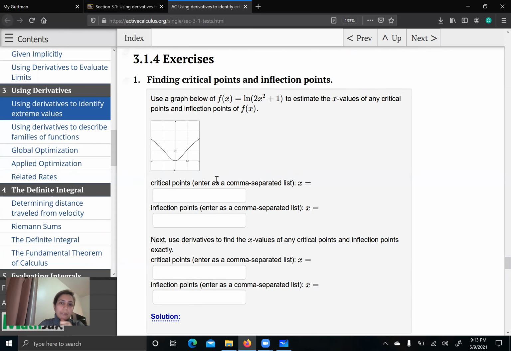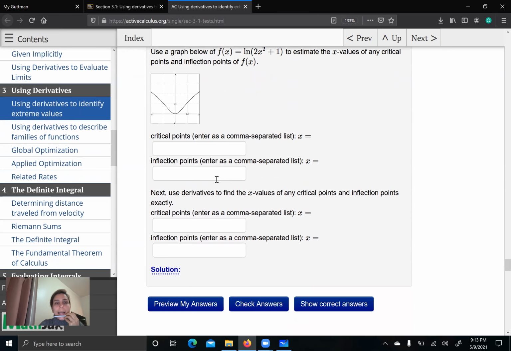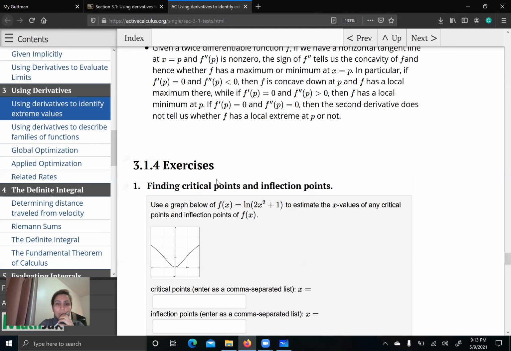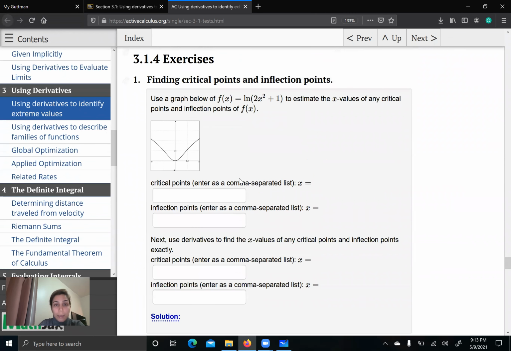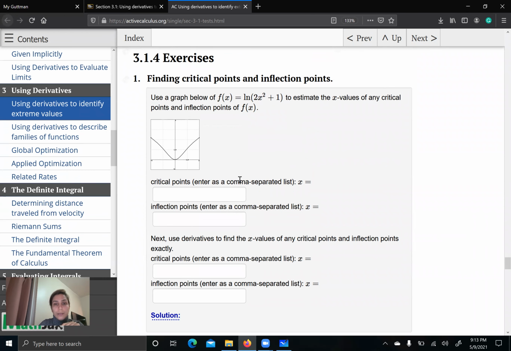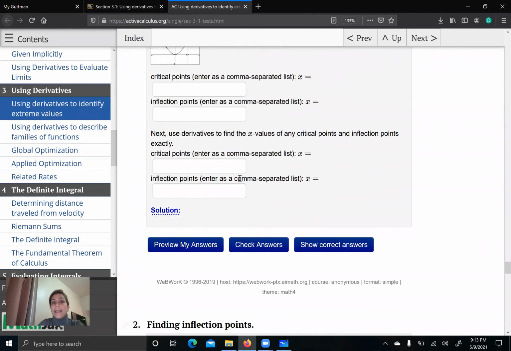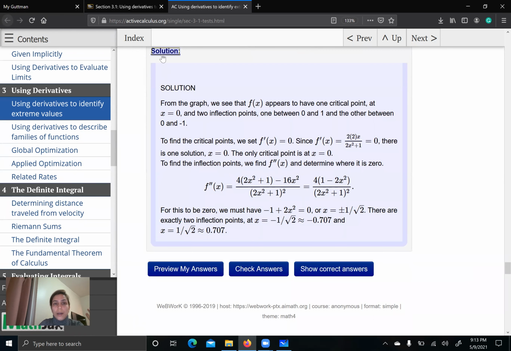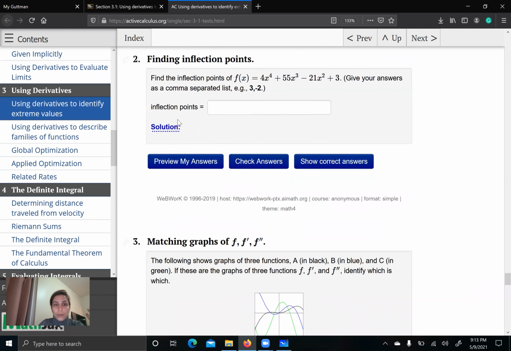Finding the critical points is always finding the points that make the function 0, and then you need to determine if it's an inflection point or not. I recommend you do these exercises on your own. So first try to do it on your own, check your answer. And then if you have a question or if you don't know how to do the part, click on solution, and then you can see the step-by-step solution of these questions, okay?